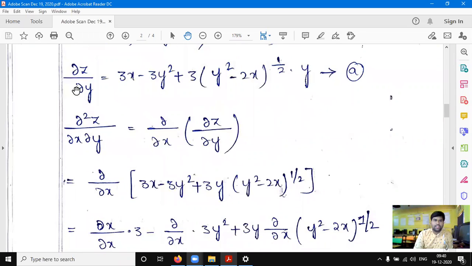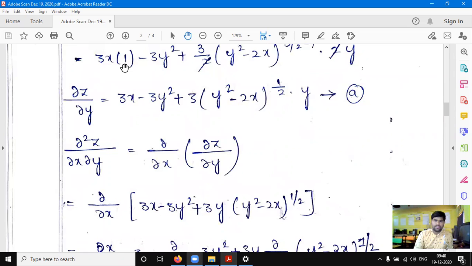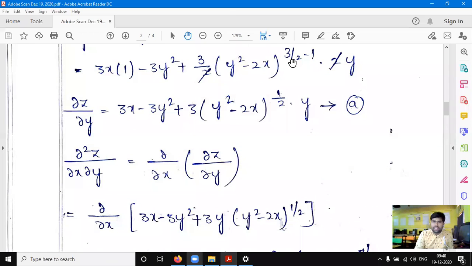So ∂z/∂y is equal to 3x into 1, which is 3x, minus 3y², plus, since the 2s cancel, the remaining term is 3y into (y² − 2x)^(3/2 − 1). 3/2 minus 1, taking LCM 2, is (3 − 2)/2, that is 1/2. So this is equation number A.